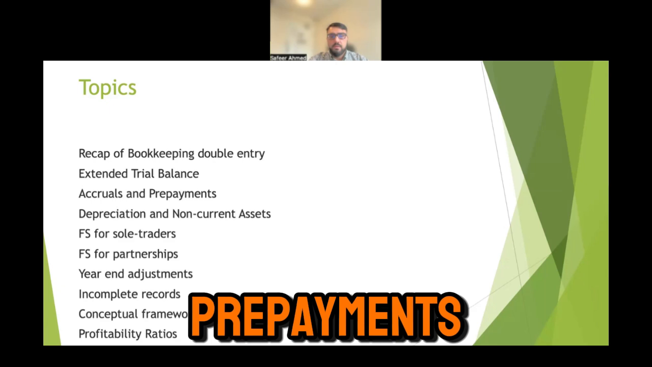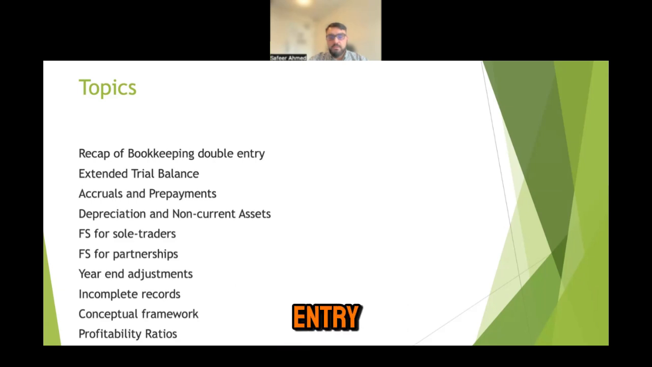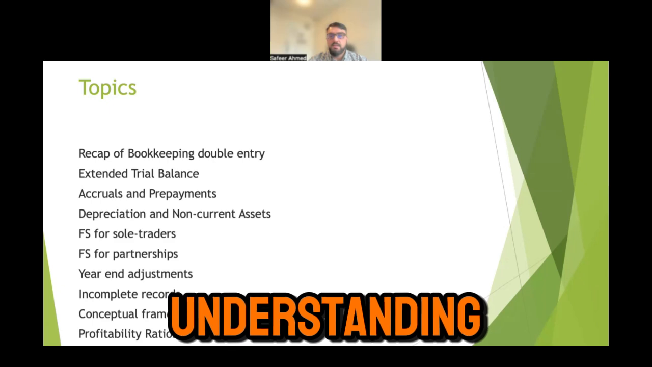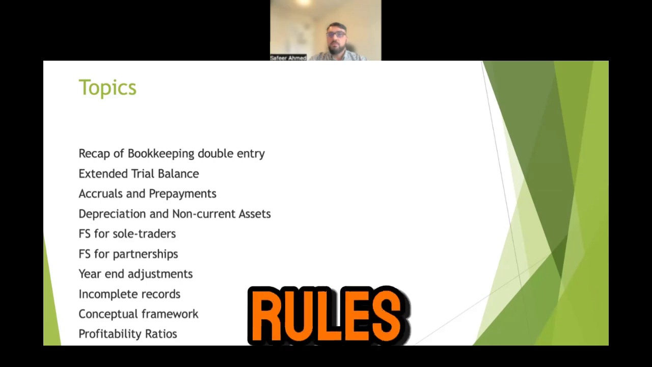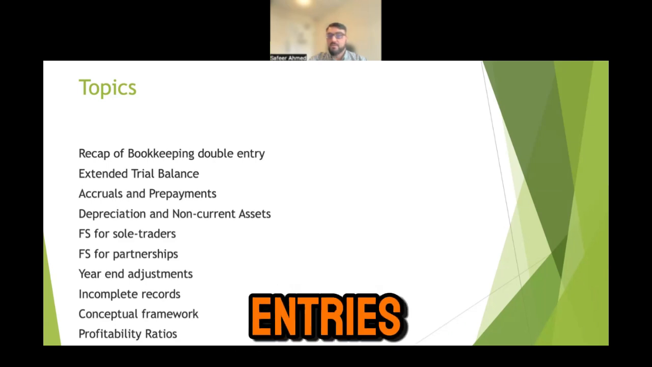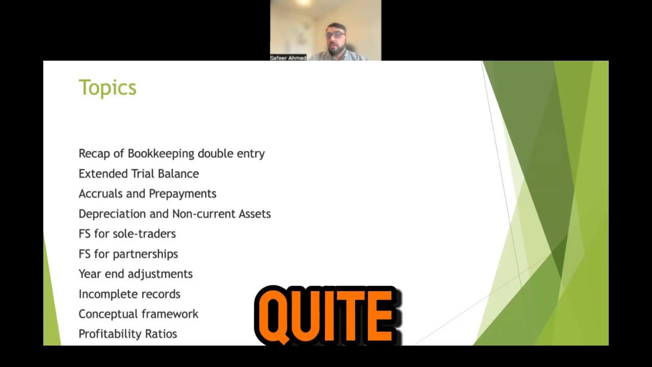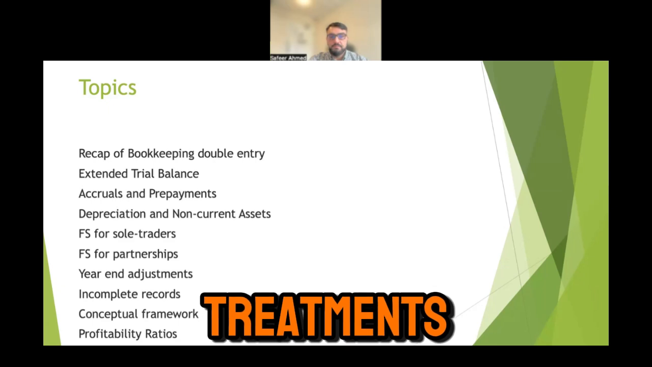Accruals and prepayments is one topic which students quite often find tricky. And if your understanding of the double entry rules is really good, it does help you to understand the accruals and prepayments topic. So what I will suggest you do is make sure that you understand the double entry bookkeeping rules very well, and you can apply them in a given situation, especially in recording entries. And it's quite an important topic as well, there will be guaranteed something in the exam from accruals and prepayments.